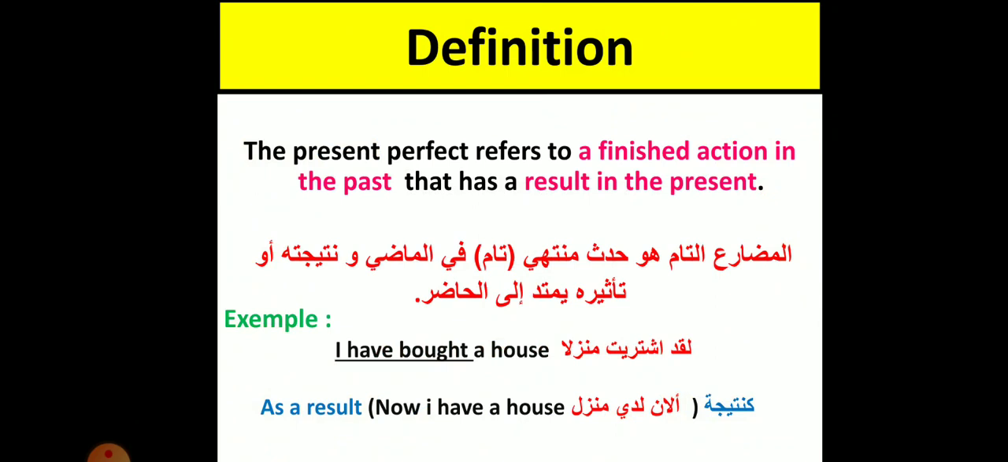What is the definition of the present perfect? So the present perfect refers to a finished action in the past that has a result in the present.